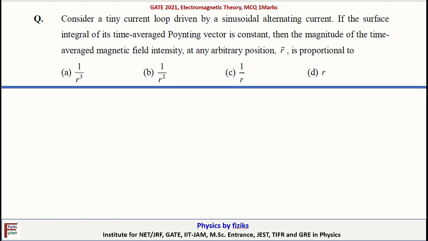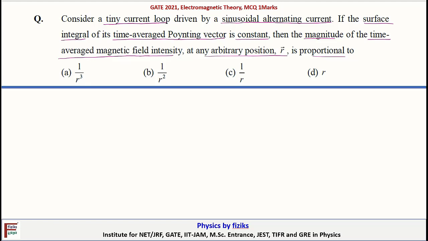Hello students, in this question it is given that consider a tiny current loop driven by sinusoidal alternating current. If the surface integral of its time average Poynting vector is constant, then the magnitude of the time averaged magnetic field intensity at any arbitrary position r is proportional to, four options are given: 1 by r cube, 1 by r square, 1 by r, or proportional to r.